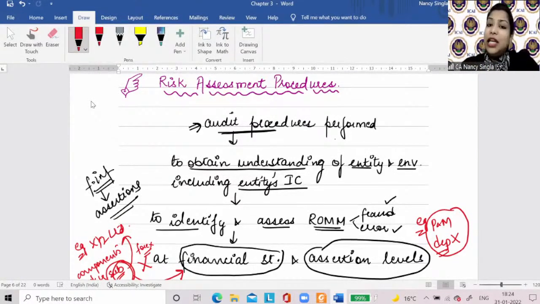Why? Because we need to give our opinion on the financial statement as a whole, and this is not possible unless and until we examine each and every individual item, each and every individual assertion that is being reflected in the financial statement. And how the auditor does that? By obtaining the understanding of entity, the entity's environment, and the entity's internal control. Here, auditor is obtaining a general understanding as to what is the environment of the entity, what is the internal control.